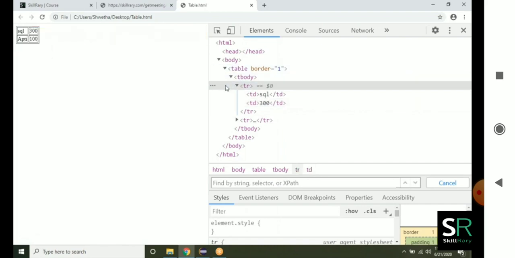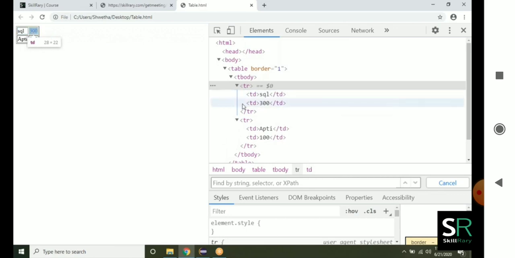Here, this is tr1 and this is tr2. In tr1, td2. So you can write like this: /tr of 1 / td of 2. You can also do like this. But here the problem is, see, is it highlighting 300? Yes, it is getting highlighted.